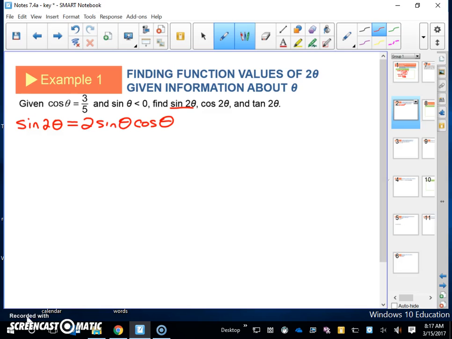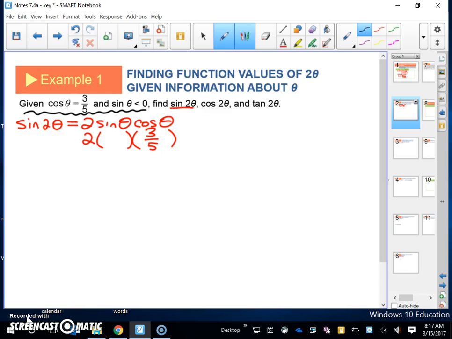This looks like a problem that we've done before. We've got 2 holes to fill in. Now they gave us one of the holes. They gave us cosine theta was 3/5, so we should be able to fill that in. But what we're missing is that sine theta. We want to know what sine theta is. So what you're going to do is take this given information and either draw a picture, like we've done before, or use one of the fundamental identities. I think most of us would rather draw a picture.